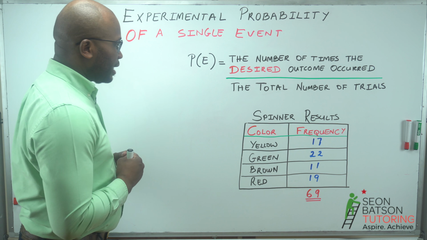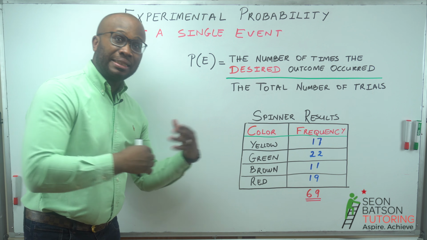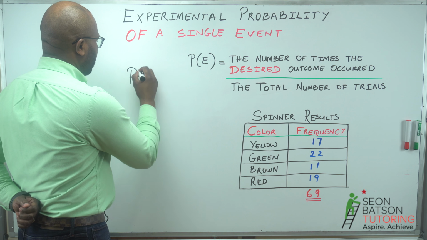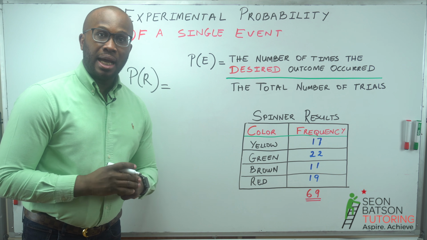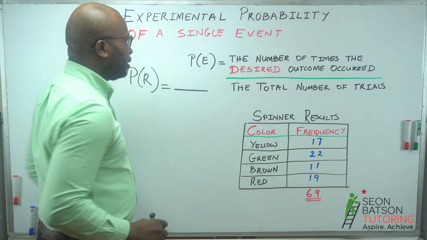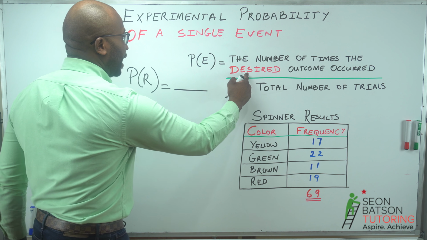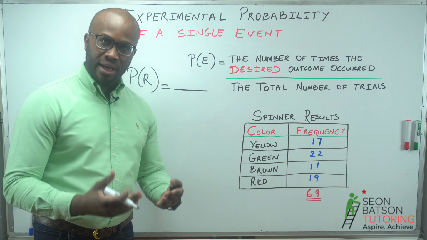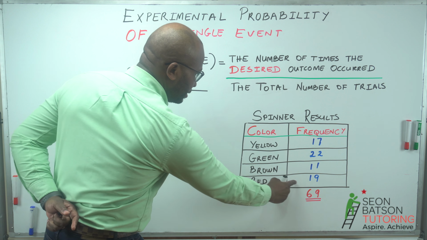Let's say, for example, I want to find the experimental probability that the next time I spin the spinner, I will get red. So first, I will need the number of times the desired outcome occurred. In this case, the desired outcome is a red, because we want to find out the likelihood of getting a red. According to the table, we got red 19 times.